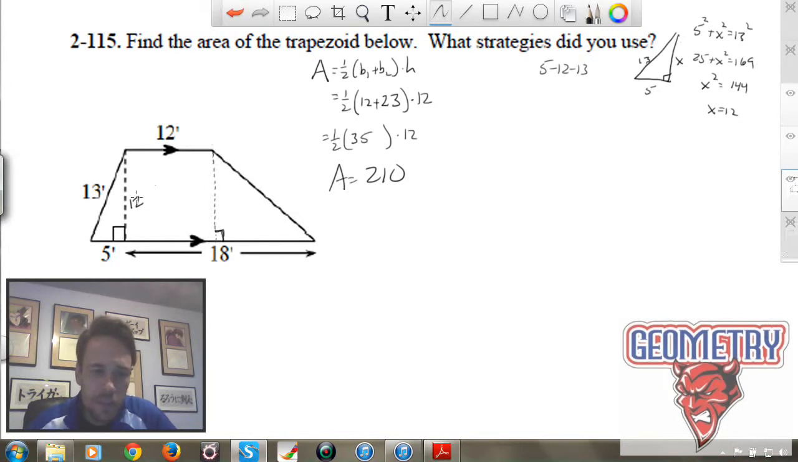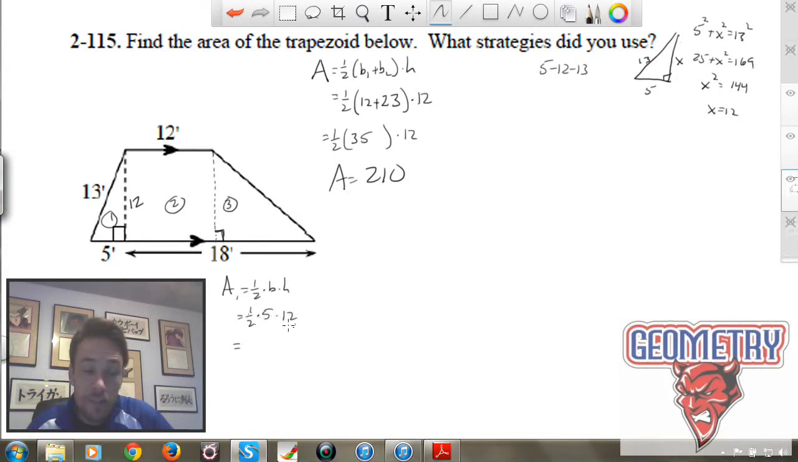And so what I've done is dissect this trapezoid into 3 separate sections. A triangle over here, rectangle in the middle, there's actually a square in the middle, and then this other triangle here. So let's figure out the area of section 1. It's a triangle, so it's 1/2 base times height. 1/2 times the base is 5, and the height is 12. 1/2 times 5 times 12 is the same as 5 times 6, which is 30.